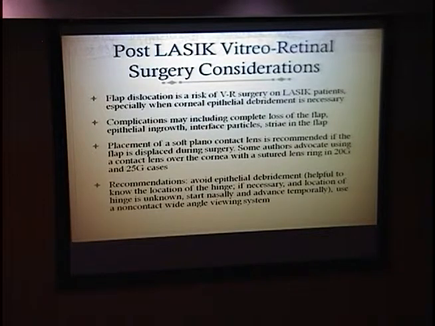And then from the standpoint of retinal surgery on patients who have had LASIK, we always worry about the flap dislocation. And it is a risk of vitreoretinal surgery on LASIK patients, especially if the epithelium has to be debrided, the cornea is becoming edematous.